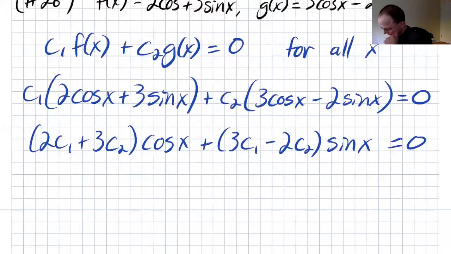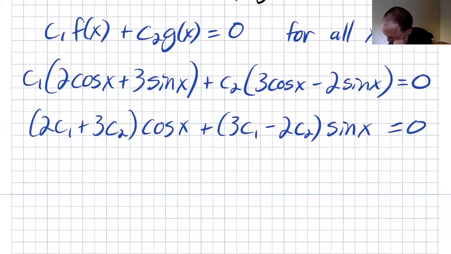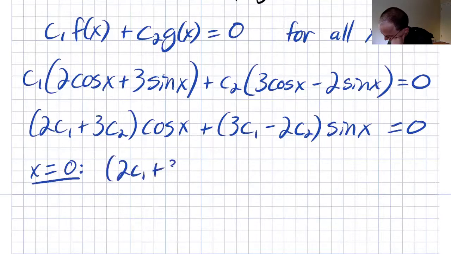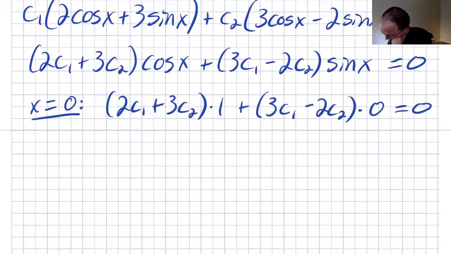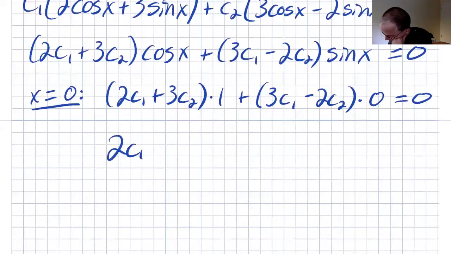All right, so let's try x equals 0. So then cosine of 0 is 1, and sine of 0 is 0. So that means that we have 2c1 plus 3c2 is equal to 0. Okay, perfect.